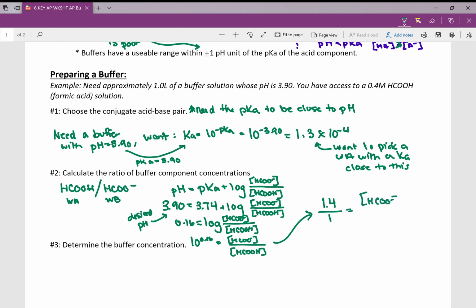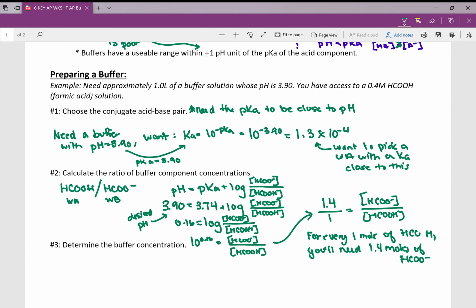So what does that actually mean in terms of the calculation that we're going to do? All right, so what we're going to do here is say that for every 1 mole of our HCOOH, we will need 1.4 moles of our weak base. Okay, so that gives us a relationship between our weak acid and weak base.